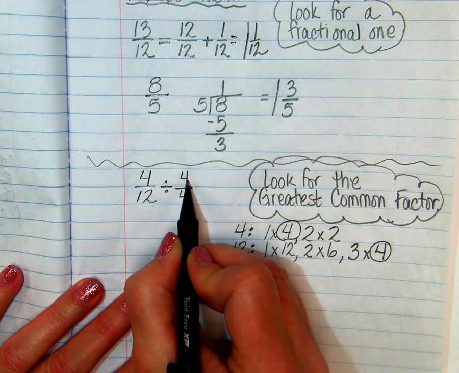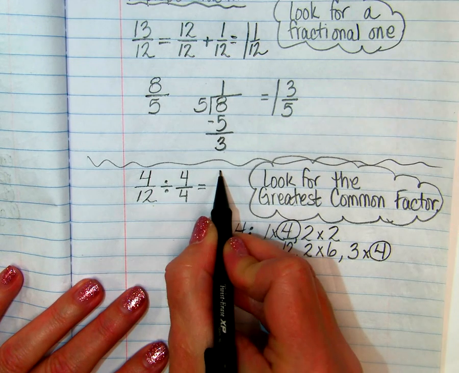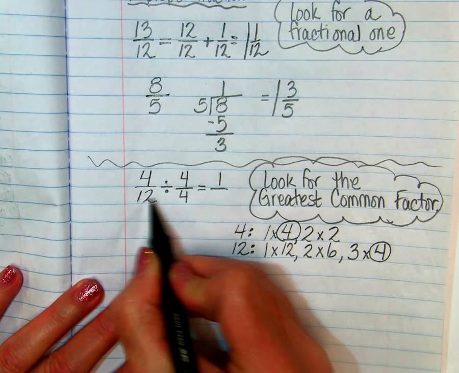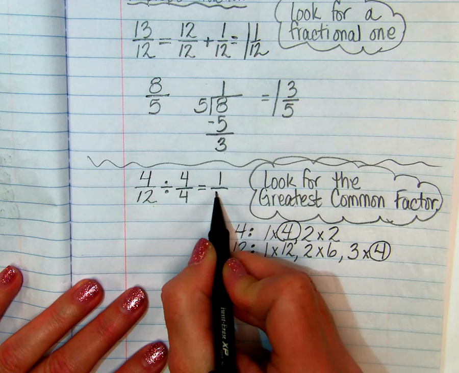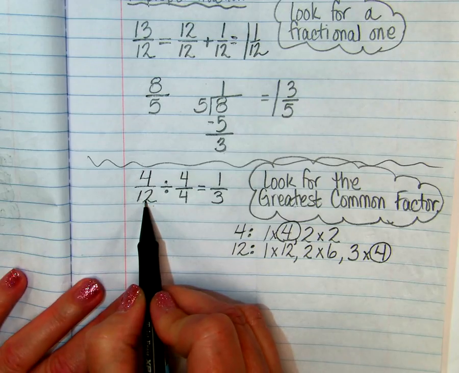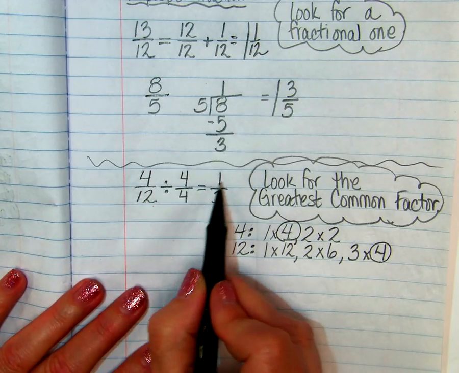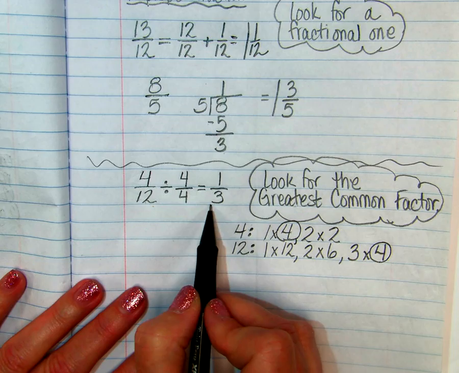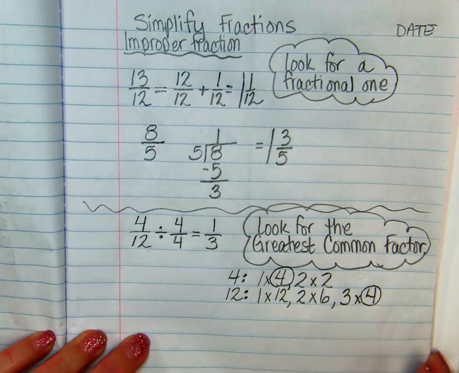Okay? So, straight across, here we go. 4 divided by 4 equals 1. 12 divided by 4 equals 3. 4/12 simplified equals 1/3. So these are the steps you need to remember when you are simplifying.